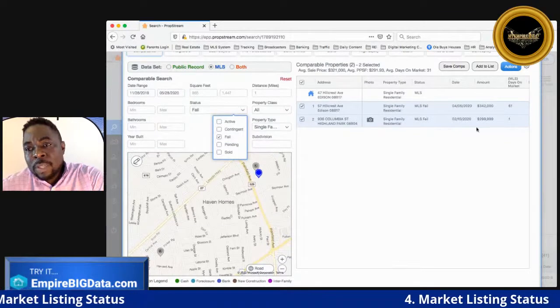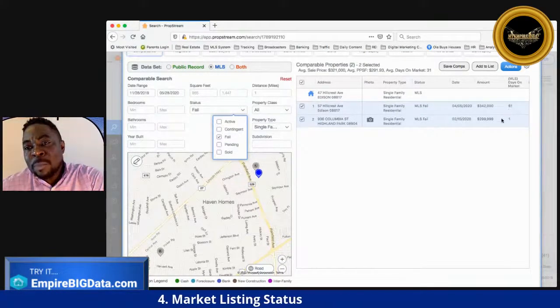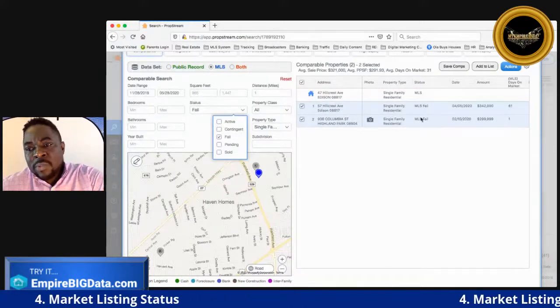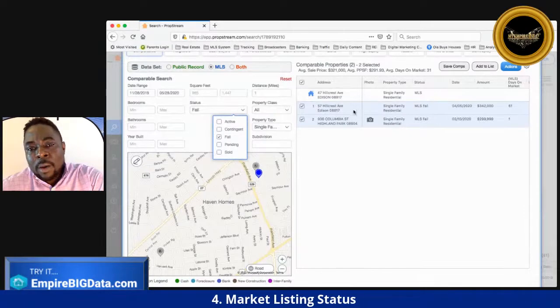So a property was listed at 342 here. It was on the market for 61 days and it expired. Well, this one says fail after 1 day. It's probably a mistake error, right? Also, it's in a different city.